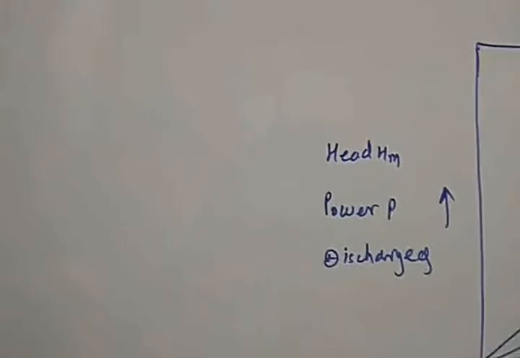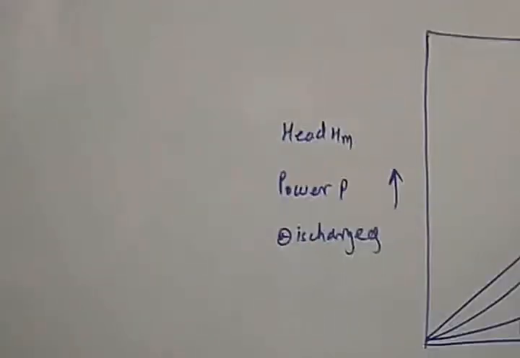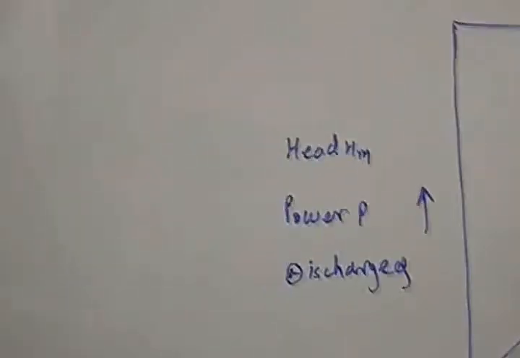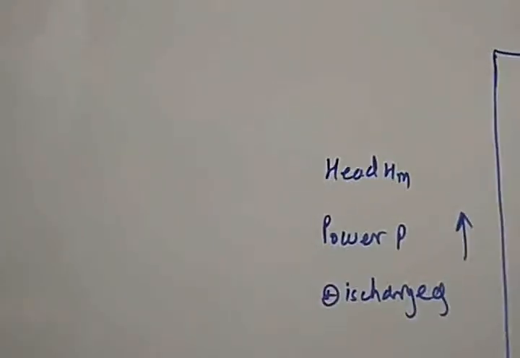Basically these curves are useful in determining the performance of a variable speed pump, for which the speed constantly varies. In such cases, if the head HM is maintained, we will be maintaining two things. One is I'll be maintaining the head constant, and the other thing I'll be maintaining the discharge constant. So first I'll see head constant and then we'll see constant discharge.